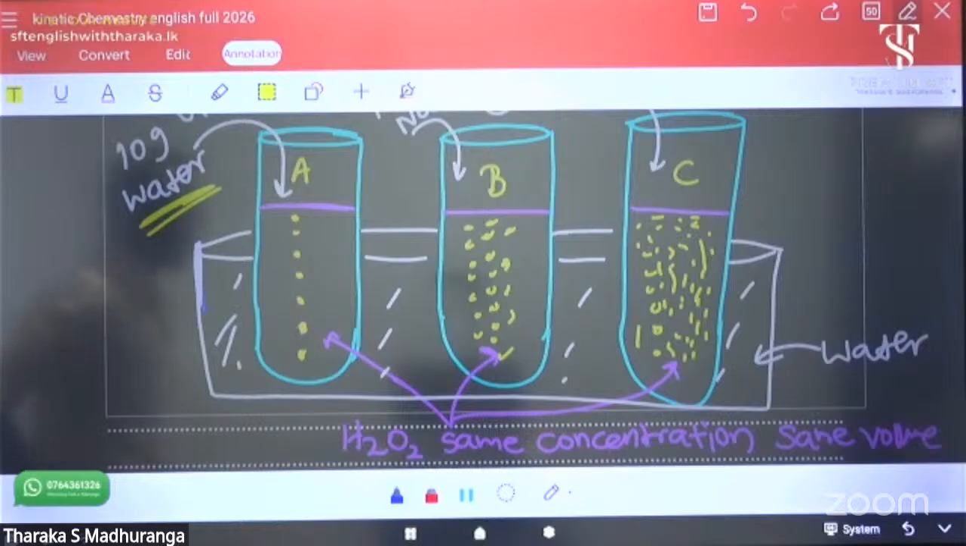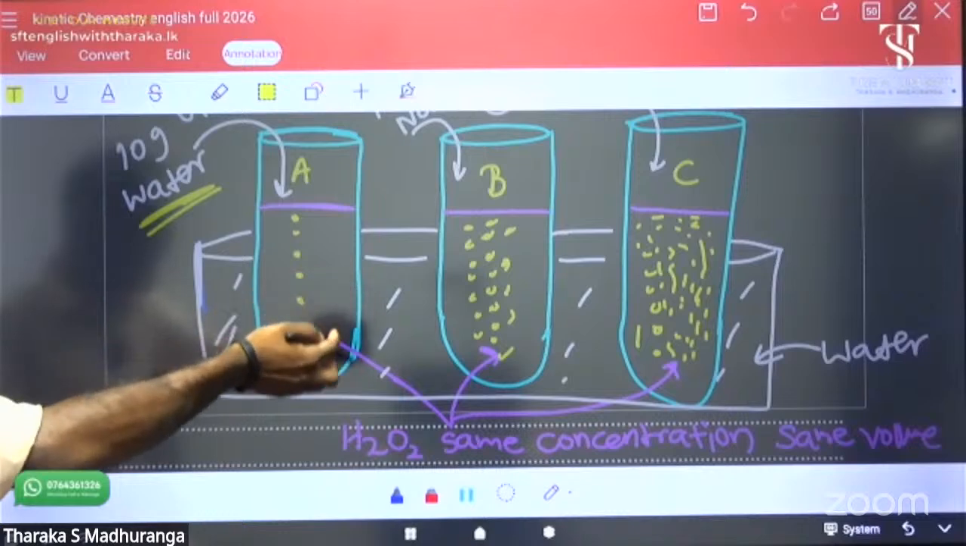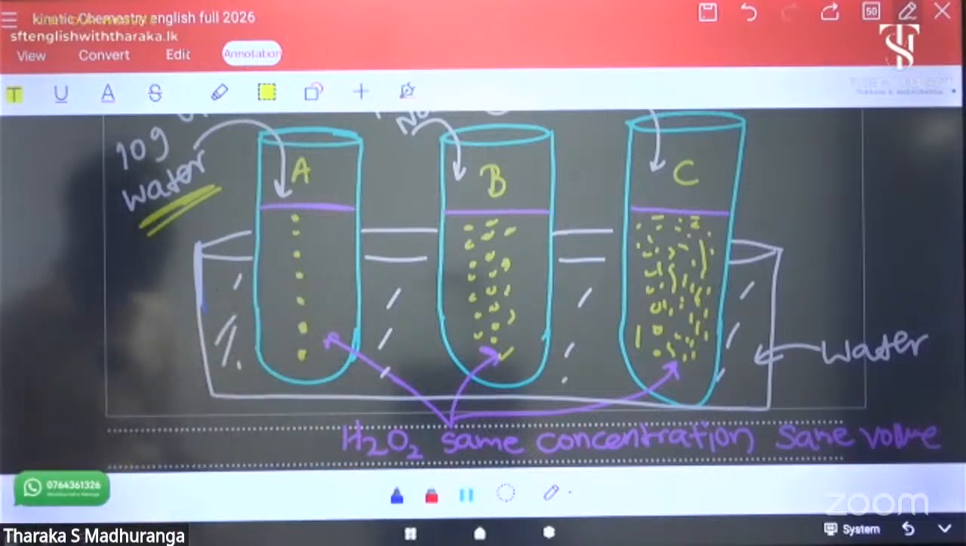Okay, draw the observations. The air bubbling is the observation, due to the release of oxygen. In the A test tube, no catalyst was used, so it slowly releases oxygen molecules, oxygen gas.